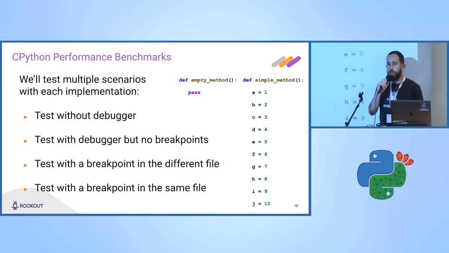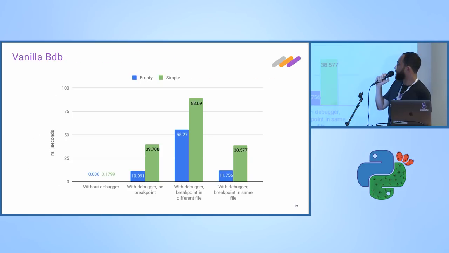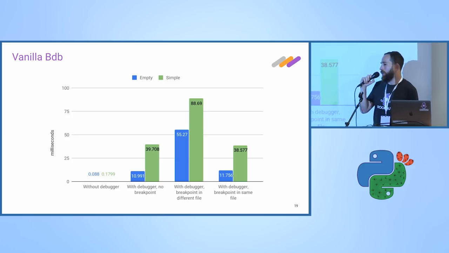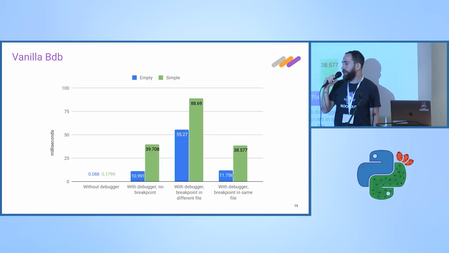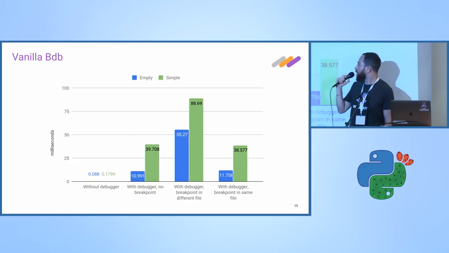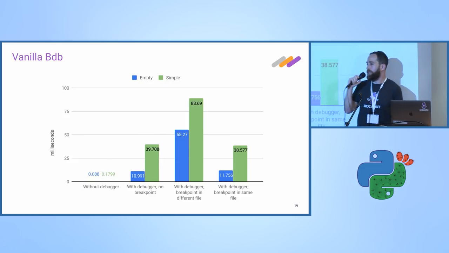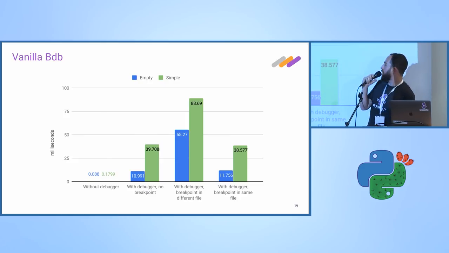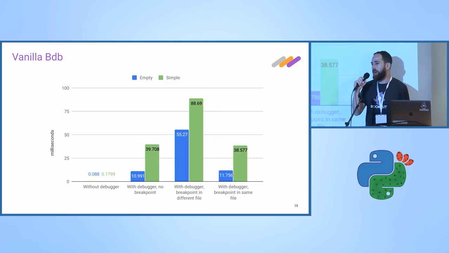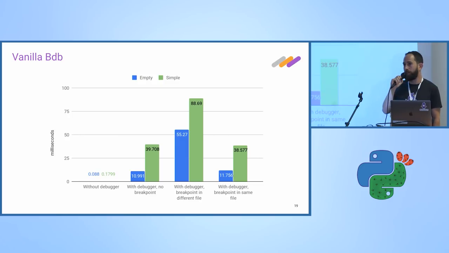So here are the results for the initial run. Without a debugger, Python does 0.088 milliseconds on average for the empty method and 0.1799 for the simple method. As you can see, the overhead is ginormous. We're talking about 100x, maybe more. So that's obviously not production grade performance.